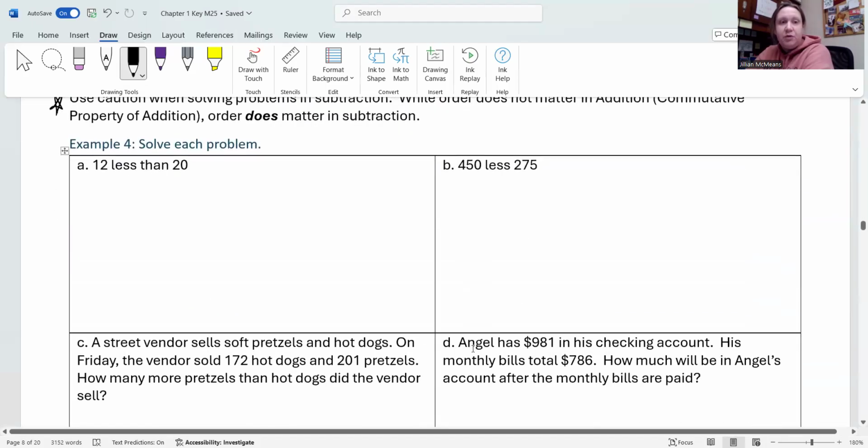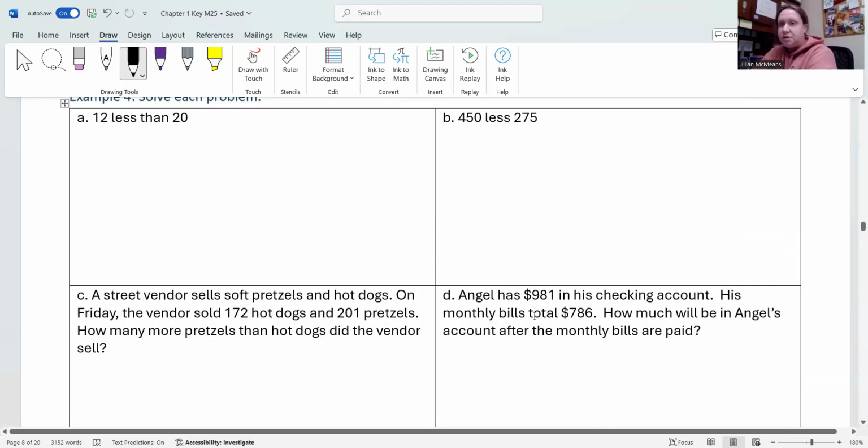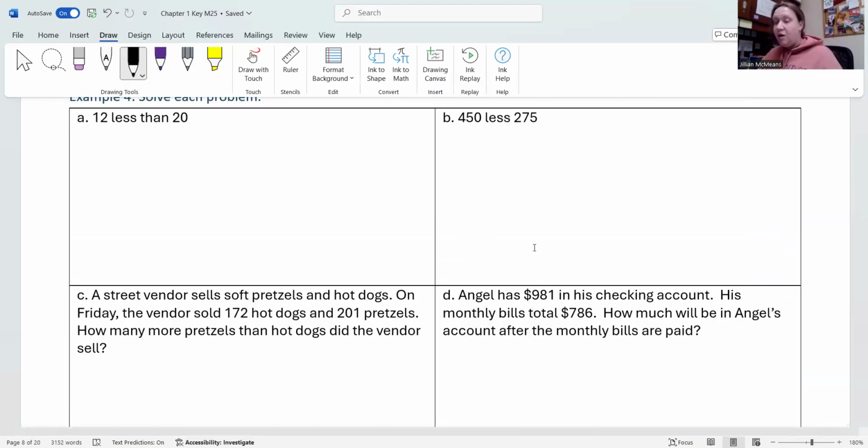So let's look at example 4. We have two examples that we're going to look at. The first one has 4 parts. The second one, I don't remember how many parts it has. But for example 4, it says solve each problem, okay? Well, parts A and B are just pretty basic. We have 12 less than 20. So when you see 12 less than 20, we want to basically take 20 and reduce it by 12, okay? So this is what I mean by order matters. So 12 less than 20, we want to start with our 20 and subtract 12.